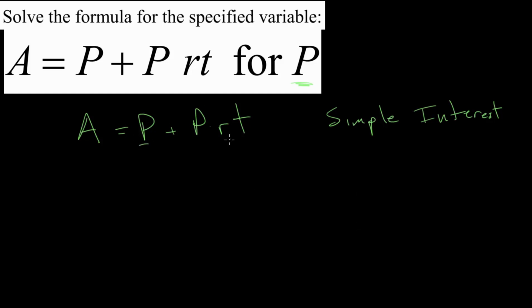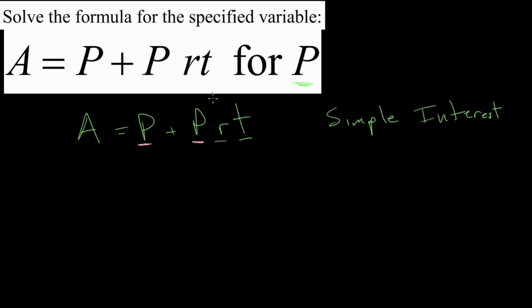P is for principal, R is the interest rate, and T is the time that you're borrowing the money. And with simple interest, the interest rate is calculated off what you originally borrow. That interest rate doesn't increase as time goes on like it would with compound interest. So with that in mind, we can solve this problem by isolating this variable P here.